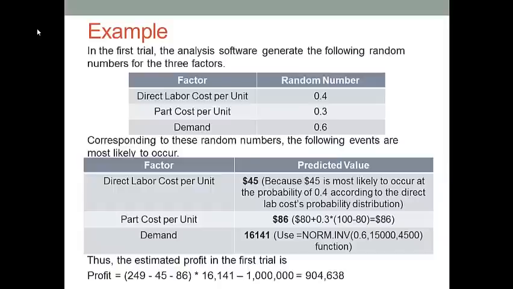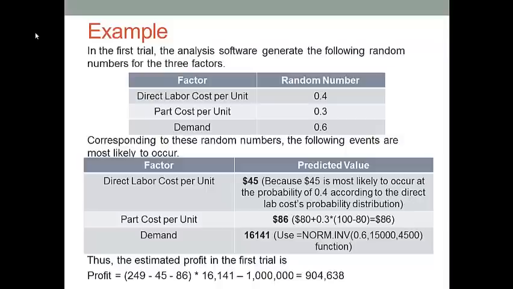For the first year demand factor, we can use the NORM.INV function we learned earlier in this lecture to find the corresponding value if a probability is known in a normal distribution. In this case, the random number for the first year demand is 0.6. We use this value as a pseudo probability and then find out the corresponding value to the 0.6 probability is 16,141. This will be the estimated value of the first year demand in the first scenario.